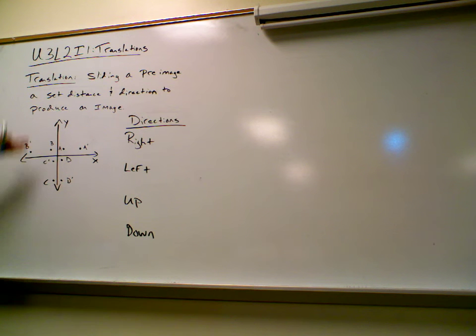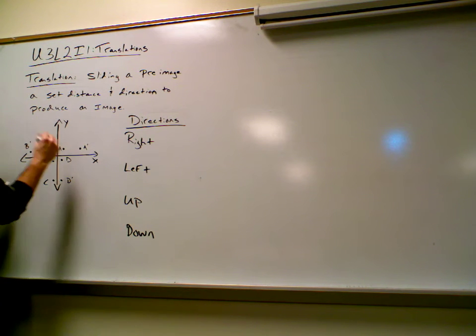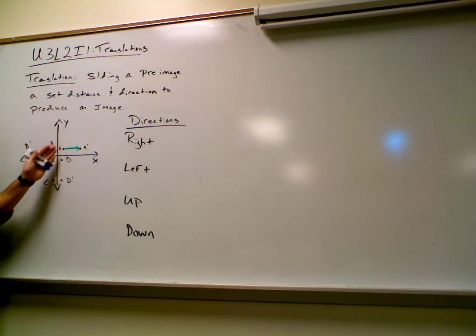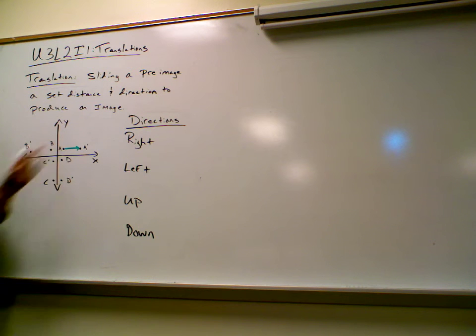All of these examples I've just drawn, some go left, some go right, some go up, some go down. Which one goes right? A to A prime. If I move from A to A prime, we move to the right. What happens to A's x and y coordinates? Which one changes? The x. So when I move from A to A prime, I changed my x coordinate.